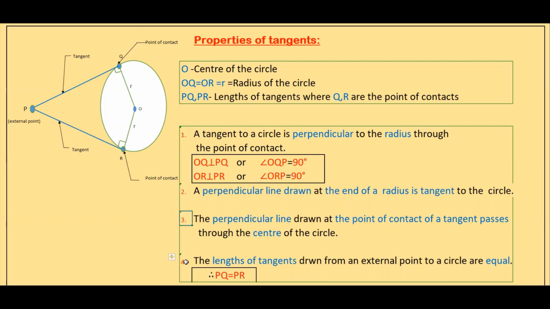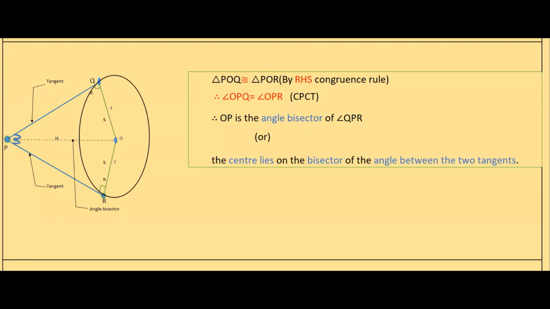And the last property is that the lengths of tangents drawn from an external point to a circle are equal. So here PQ and PR are lengths of tangents, and the lengths of tangents from an external point are always equal. So here PQ is equal to PR. These two lengths of tangents are equal.